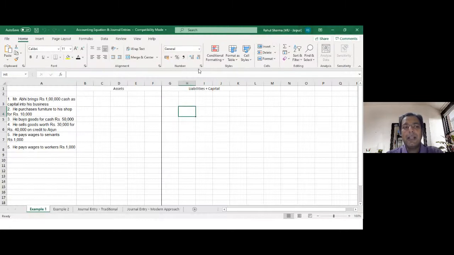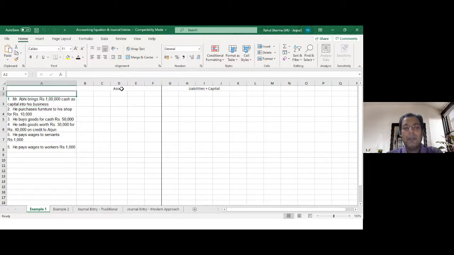So when you move to the accounting equation, the accounting equation looks something like this: assets equals liabilities plus capital. How does it work? Let's say there is Mr. Abhi who starts his business with 1 lakh cash as capital. So somebody is starting a business with a certain amount, right?